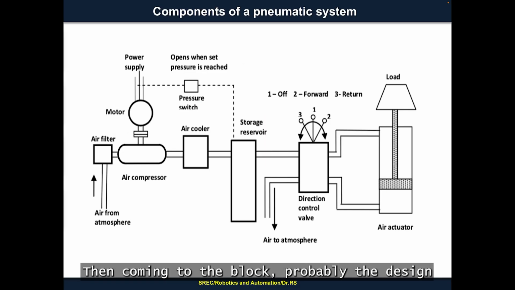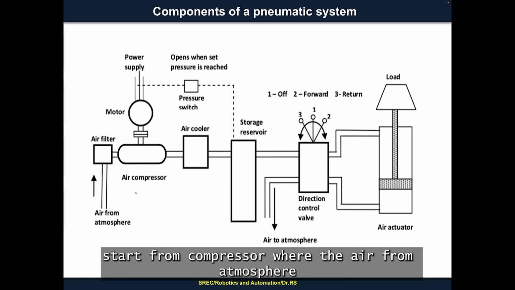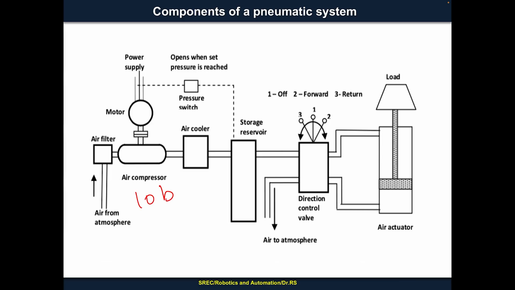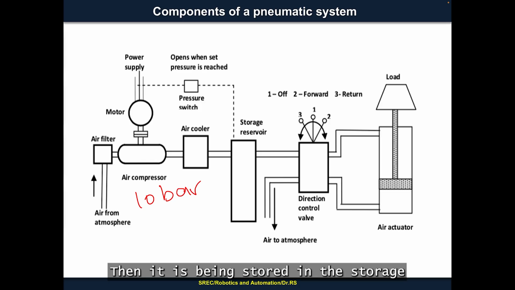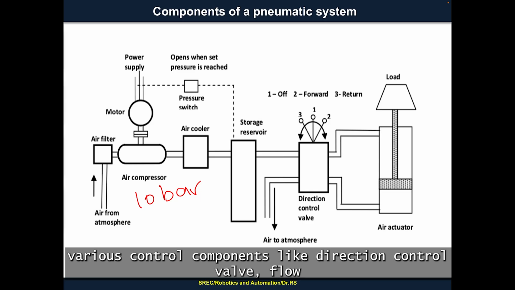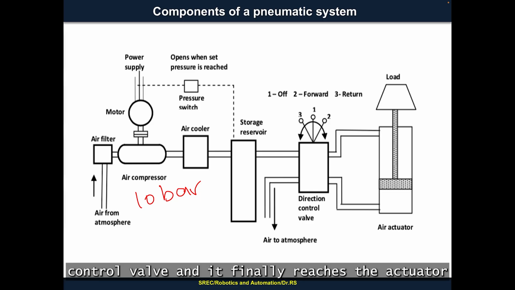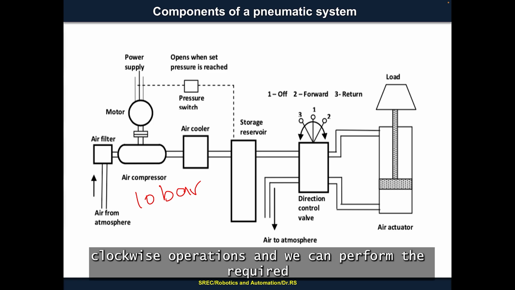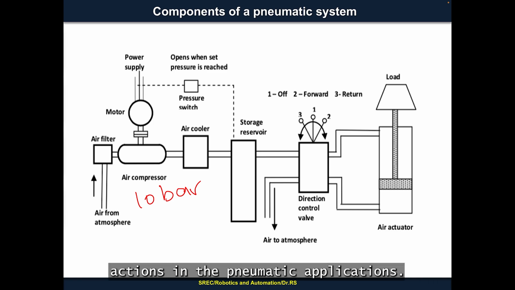Then coming to the design of a pneumatic system using blocks, we start from the compressor, where the air from the atmosphere is taken through the air filter and compressed to a maximum of 10 bar. Then it is stored in the storage tank. Then it is distributed through various control components like direction control valve and flow control valve, and finally reaches the actuator, where we can do lifting, lowering, rotational, clockwise and counterclockwise operations, and perform the required actions in the pneumatic applications.